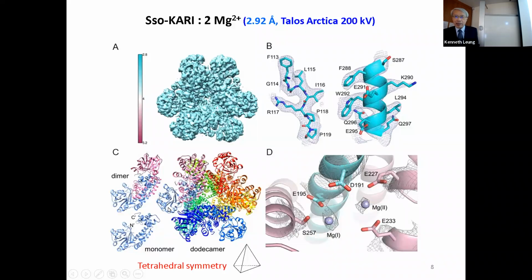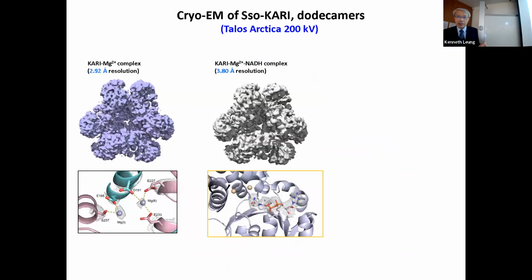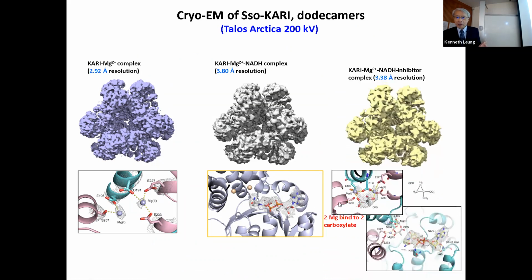And the resolution, even though this is not the highest and most advanced instrument yet, it's 200 kilovolts, we were able to resolve the amino acid side chains, even a metal ion such as magnesium at the active site. And then we were able to do the complex with the substrate. This is the analog of a substrate. And in addition, the complex of not only the metal and the substrate, but also the coenzyme.